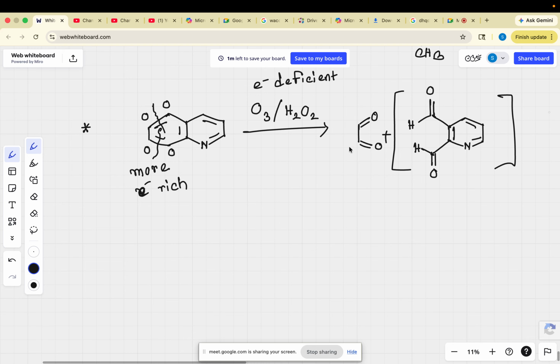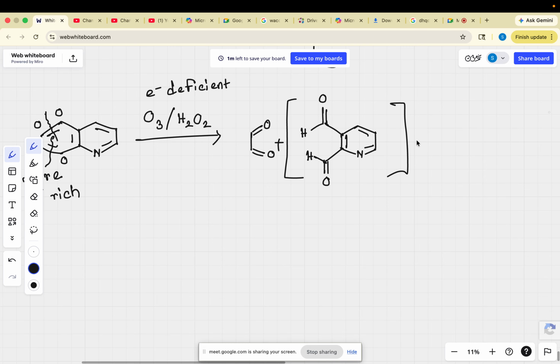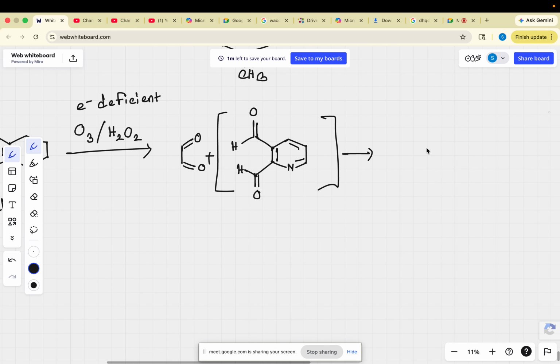Now tell me, is this oxidative or reductive? Oxidative. If you use oxidative conditions, then the aldehyde will further oxidize to carboxylic acid. The aldehyde group will further oxidize to carboxylic acid, so that will be your product.